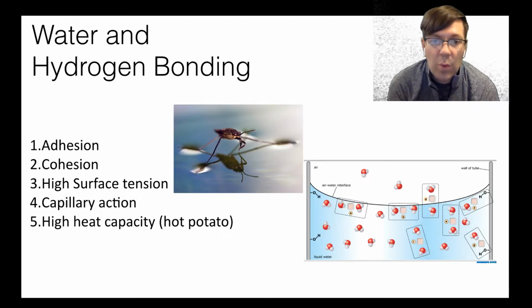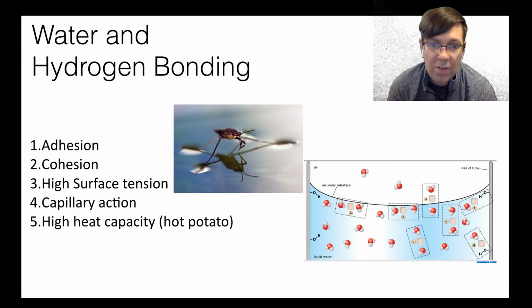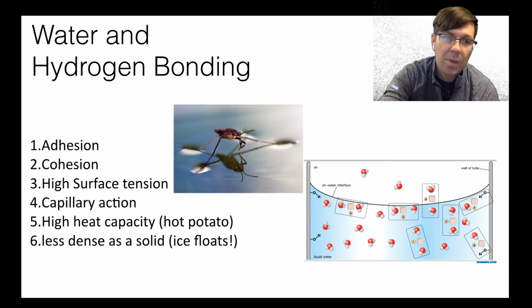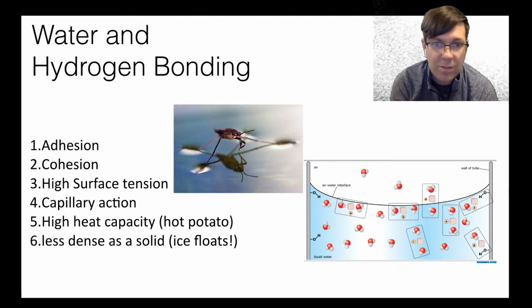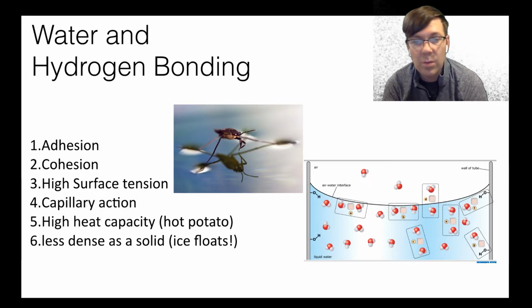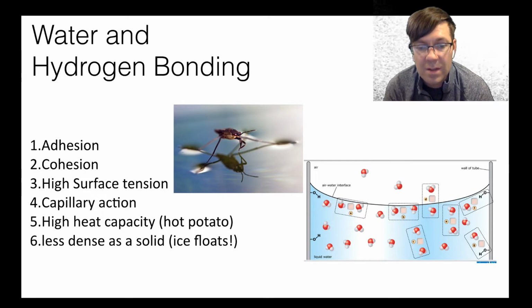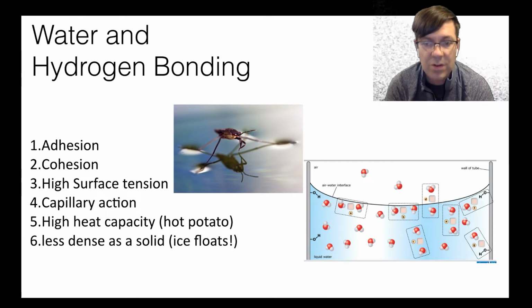The reason you don't want to touch hot food right out of the oven is because your food is mostly water. Water stores a lot of heat. It's really hard to change the temperature of water. And then we know ice floats. Ice floats because it's less dense than liquid water. It's less dense because those hydrogen bonds have to form that lattice structure, that crystal structure.